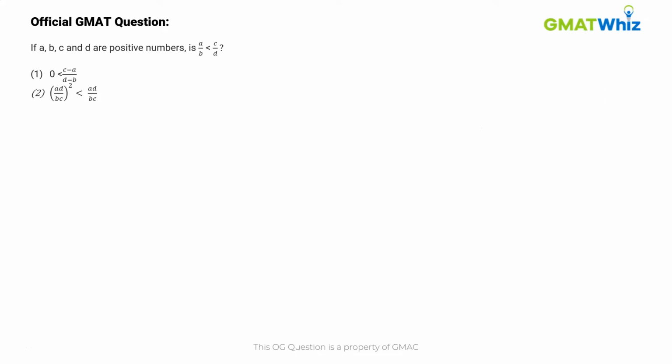In this question, we are given that A, B, C and D are all positive numbers. That means that A, B, C and D will all be greater than 0. Now we have to find out if A by B is less than C by D.